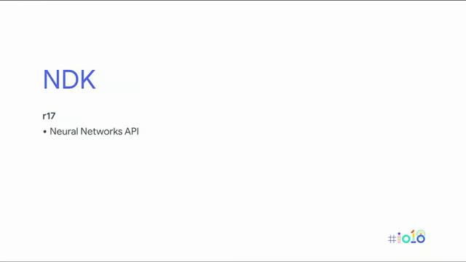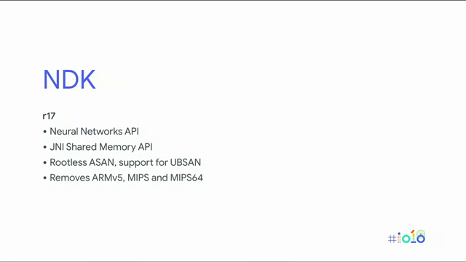NDK. The release 17 of the NDK brings a lot of very interesting things. So first of all, the neural network APIs that were part of API level 27. We also have a new shared memory API if you do a lot of JNI. More importantly, we have finally ASAN, the address sanitizer, to make sure your code doesn't scribble all over the memory. Now you don't need a rooted device anymore to use it. And we also have an undefined behavior sanitizer. It can be very difficult to detect undefined behaviors in your C or C++ code, so now there's a tool for that.